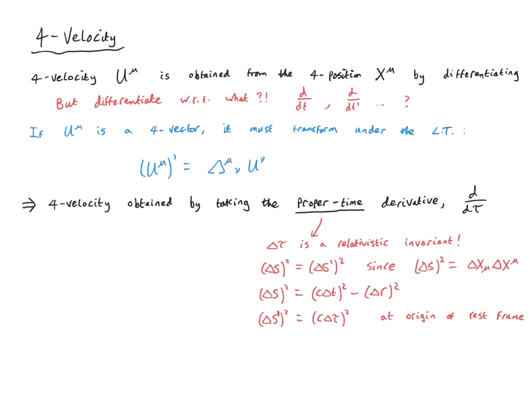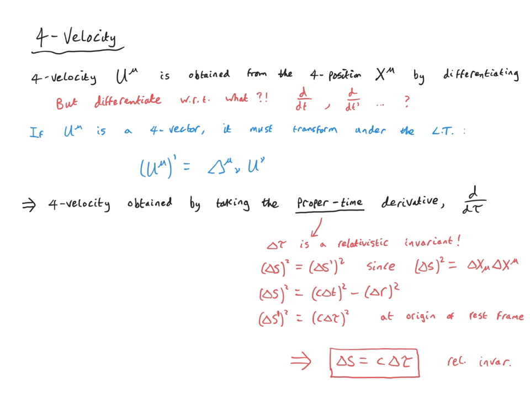This is when we're at the origin of our own rest frame. But since we've just established that delta s squared is the same as delta s primed squared, we note that in any reference frame, the spacetime interval is simply equal to c delta tau squared. So we've just proved that apart from this factor of c, the spacetime interval is actually equal to the proper time. And therefore the proper time is indeed also a relativistic invariant.